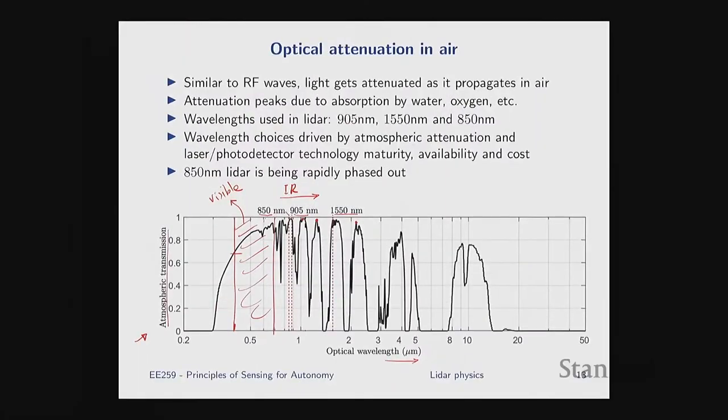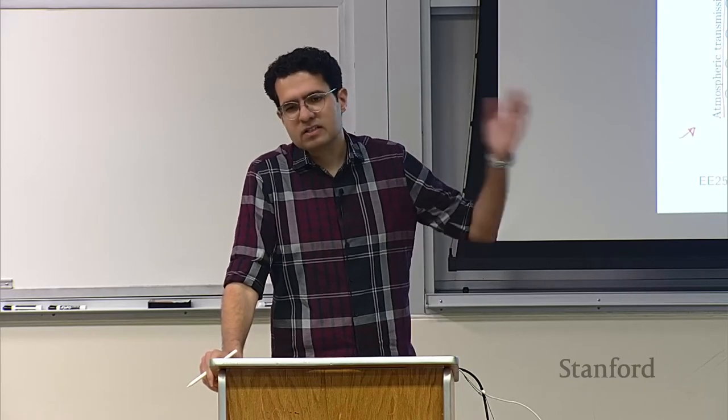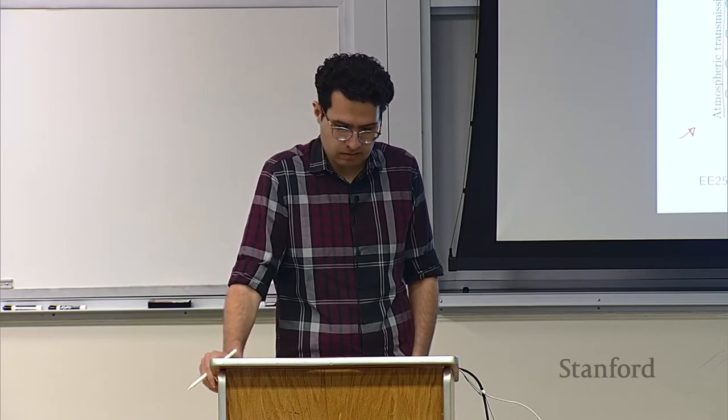Now, 850 nanometer is kind of being phased out because from a performance point of view, 905 and 1550 nanometer are better frequencies. So earlier LIDARs like 10, 15 years ago used 850 a lot, but these days they're mostly at 905 and 1550, okay?